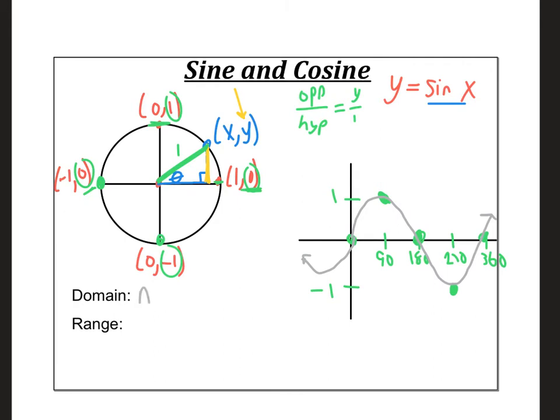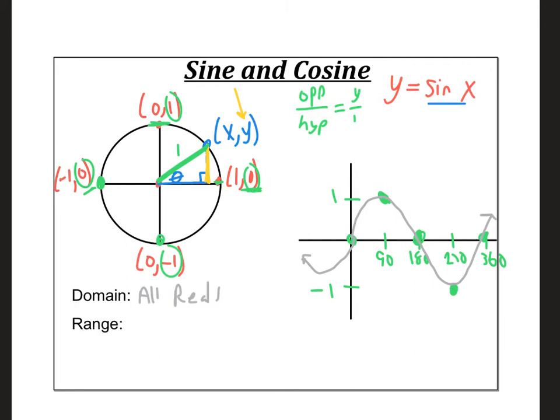So that makes the domain all real numbers. Oops, I erased my L there. Sorry about that, a little sloppy. That's a lot better. Anyway, the domain on these is all real numbers, because again, it goes through all x values, and the circle just keeps going around and around. The x, again, is like the angle, and it could be anything.